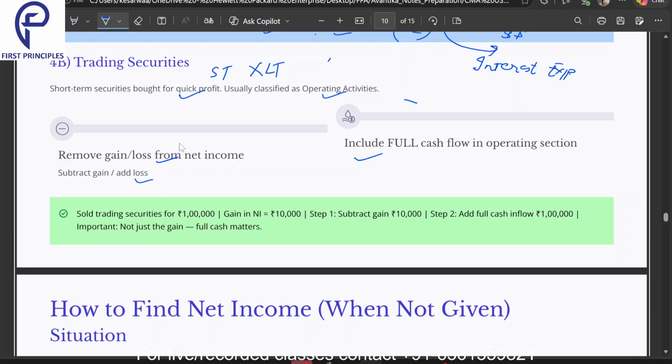So sold trading securities for 1 lakh, gain in net income is 10,000. First of all, we are going to subtract the gain and add the full cash inflow of 1 lakh. So the important point is, not just the gain, the full cash is what actually matters to us.